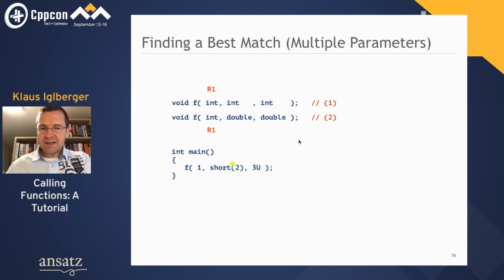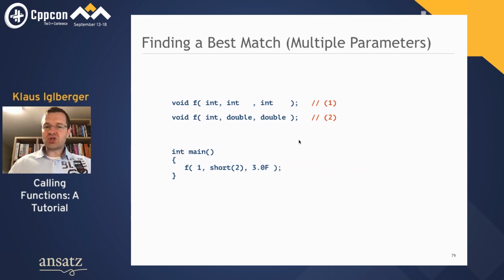The second argument is a promotion in the first function, that is a rank 2, but it would only be a standard conversion for the second function. And the unsigned int is a conversion in both the first and the second case. Because of the second argument, because this is a promotion only, function 1 is a little bit better than the second one. Function 1 is at least as good in all the arguments as this one, but in one it is better. And so function 1 is selected and called. It's considered the best match.